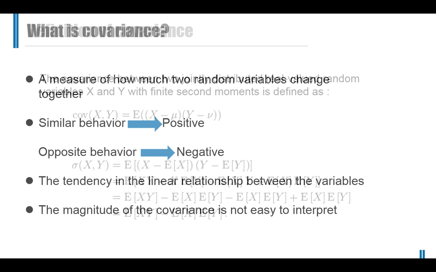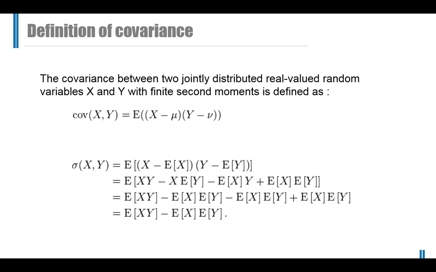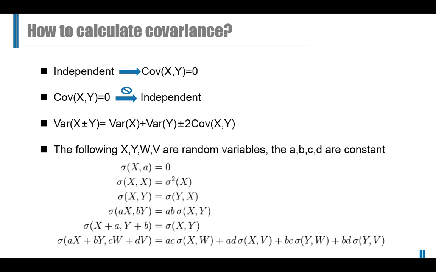The covariance can be defined as the equation below, and it can be simplified as E[XY] minus E[X]E[Y]. So if X and Y are two independent random variables, E[XY] will equal E[X]E[Y], and the covariance of XY will be 0. But on the contrary, when the covariance of XY equals 0, we cannot conclude that X and Y are two independent random variables.